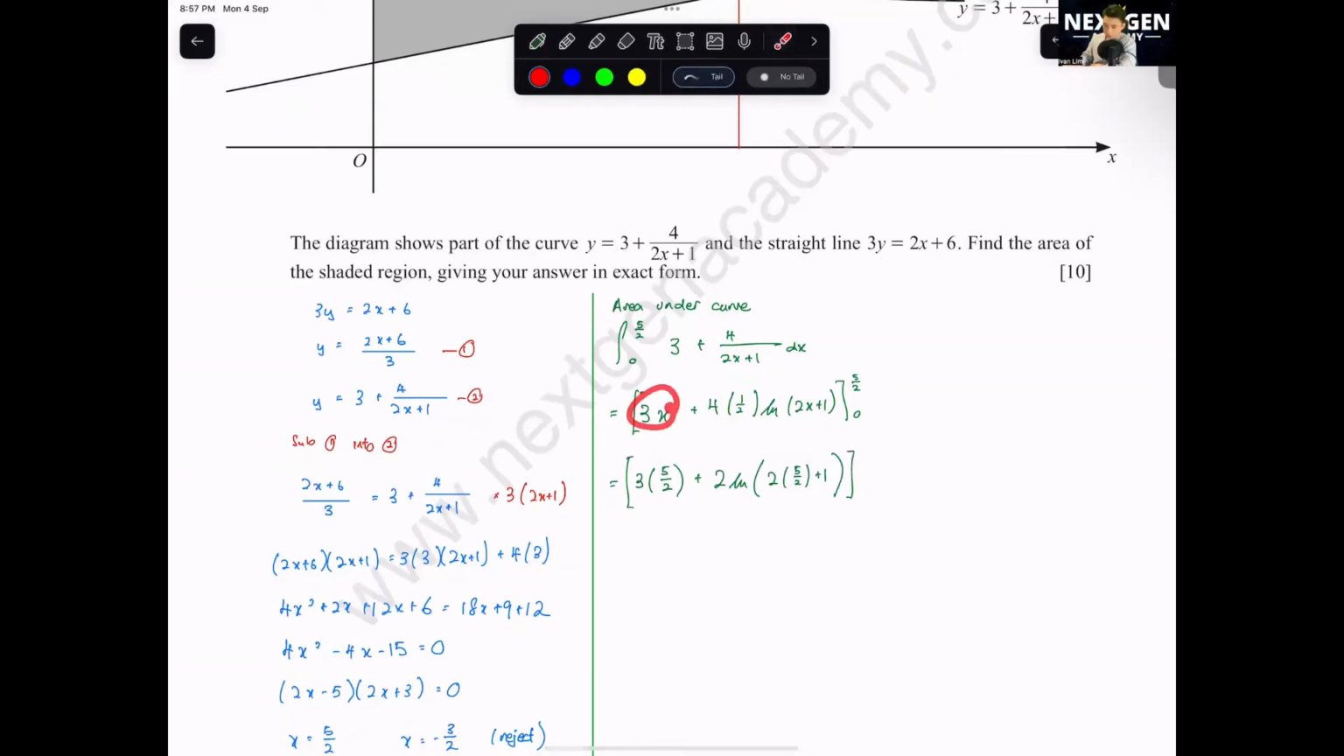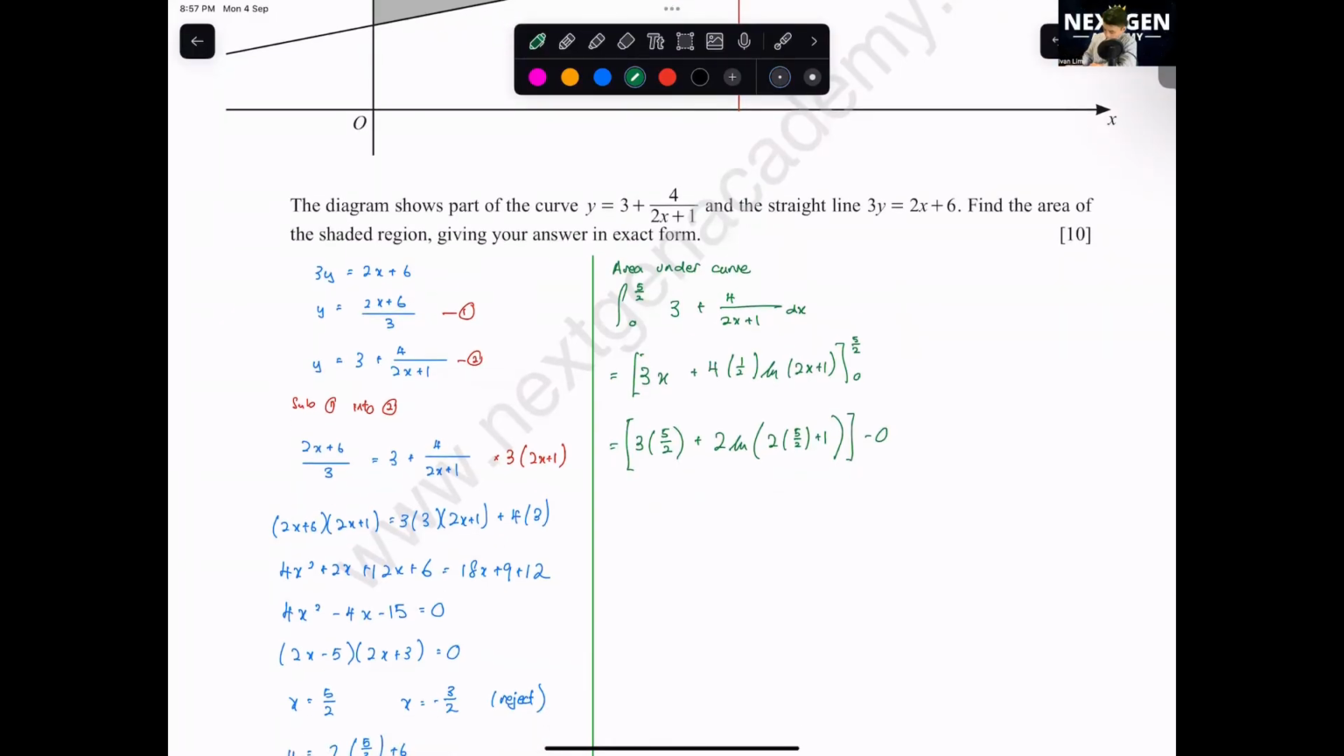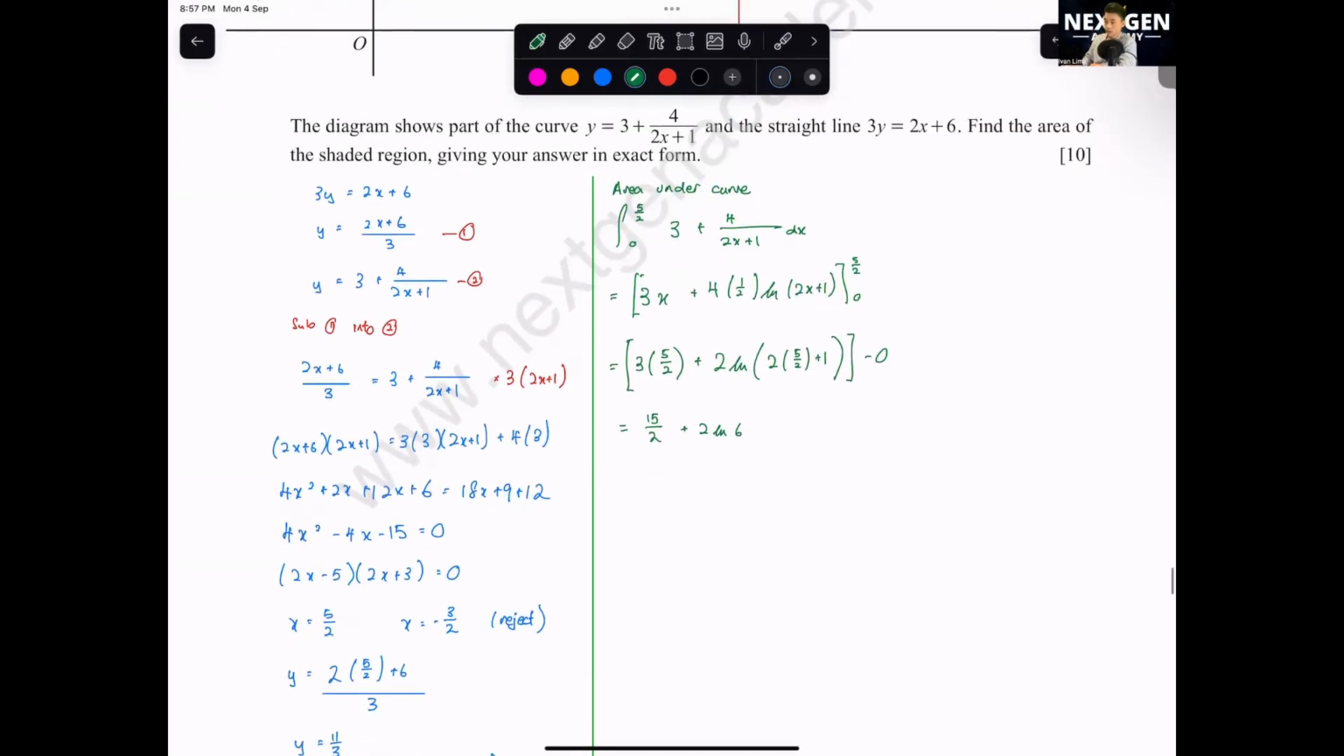Then, you don't have to keep substituting in. If it's all 0, then just put minus 0. Because you see here, is it equal to 0 also? 2 times 0 plus 1, right? So ln 1 also will become 0. So basically here will become 0. So here you get 15 over 2 plus 2 ln 6.